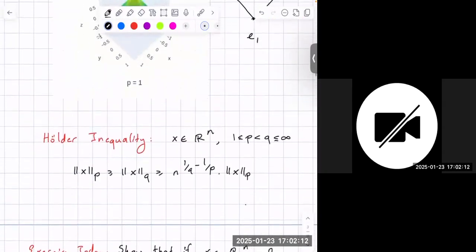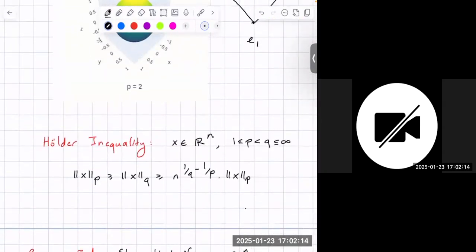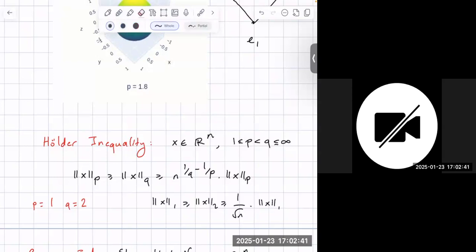Okay, here is the inequality I was talking about. You can compare these norms to each other. I wrote the general version here, but we will care mostly about L1 and L2. For 1 and 2, it will look like this. The 1 norm will always be bigger than the 2 norm. And the 2 norm will be bigger than or equal to 1 over root n times the 1 norm. That's mostly what you're going to use.